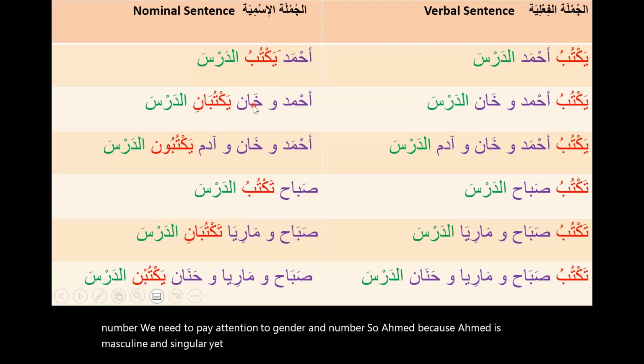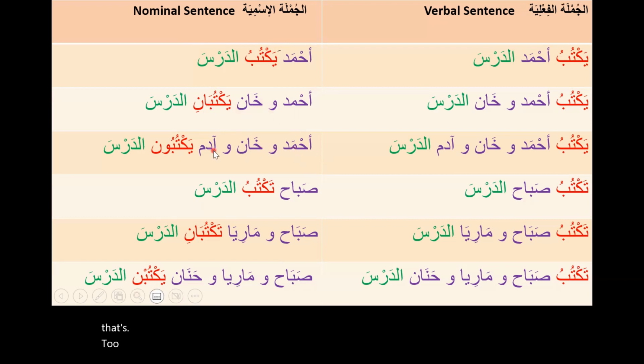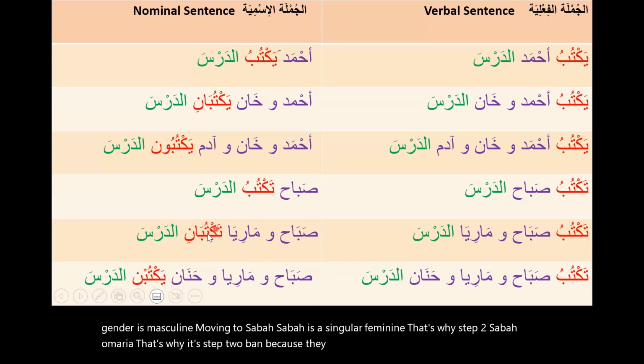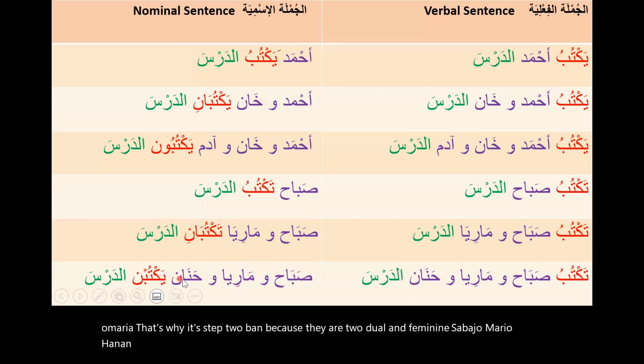Ahmad wa Khan yaktubani, because they are masculine and dual. Ahmad wa Khan wa Adam yaktubuna, because gender here matters. Three guys and the gender is masculine. Moving to Sabah. Sabah is a singular feminine. That's why it's taktub. Sabah Maria, that's why it's taktubani, because they are dual and feminine. Sabah, Maria, and Hanan yaktubna, because plural and feminine.